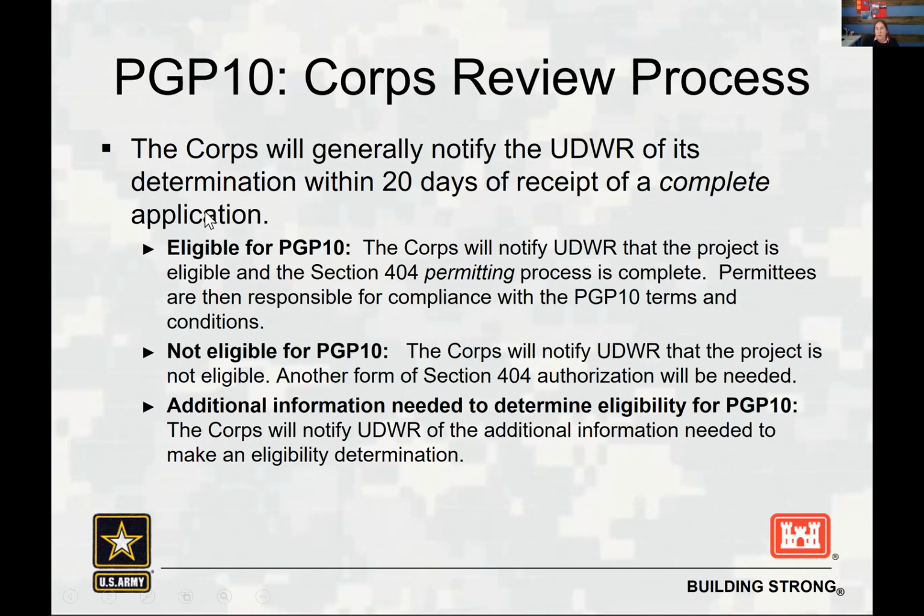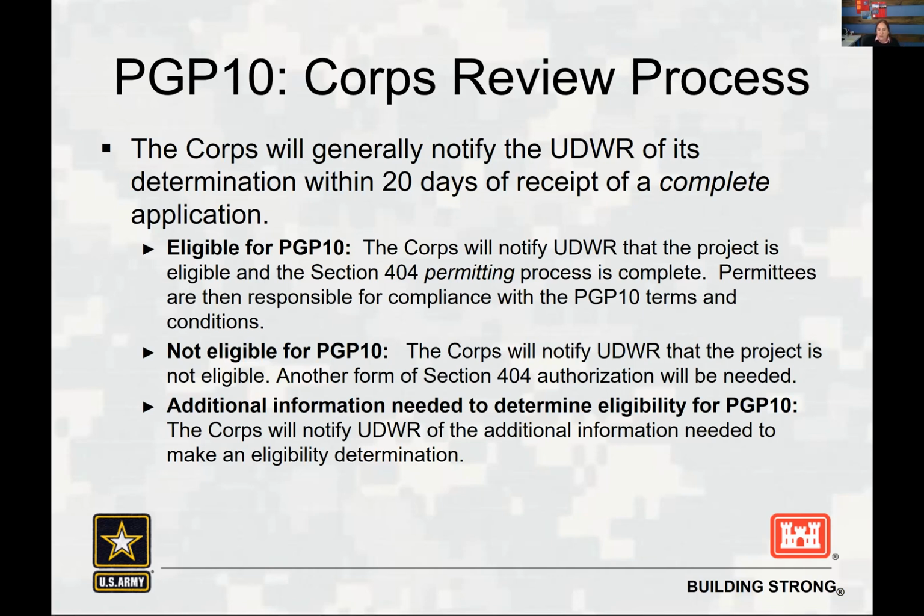So when we get the application, and the application is complete, and I'm going to try to rush a little because I know we're running out of time, we have 20 days to make a determination, but that's when we have a complete application. So everything that we need to make a permit decision. Once we have that, we send an email to the state saying, go ahead, issue a permit, verify the permit on our behalf, we're good to go.